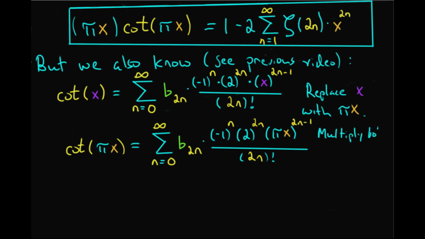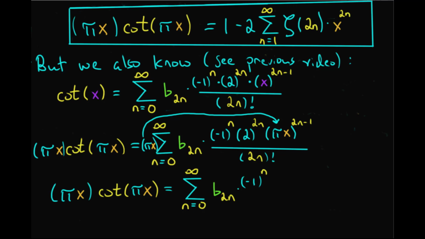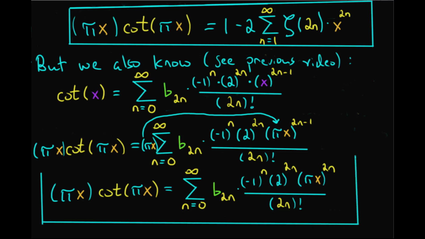Next, we'll multiply both sides of this equation by pi times x. And when we do that, on the right side of this equation, we can bring the pi times x inside the sum itself. So then we get pi x times cotangent pi x equals the sum from n equals 0 to infinity of b sub 2n times negative 1 to the n times 2 to the 2n times pi x to the 2n all over 2n factorial. So I'll just put a box around this expression and bring it up here to the top of the screen.